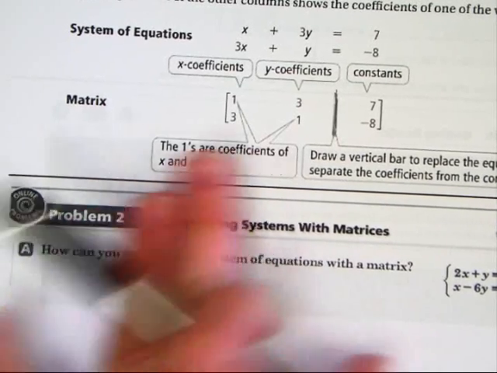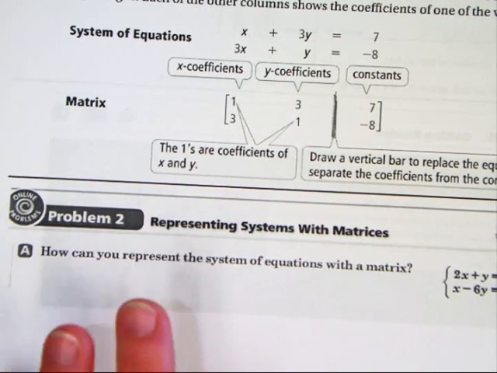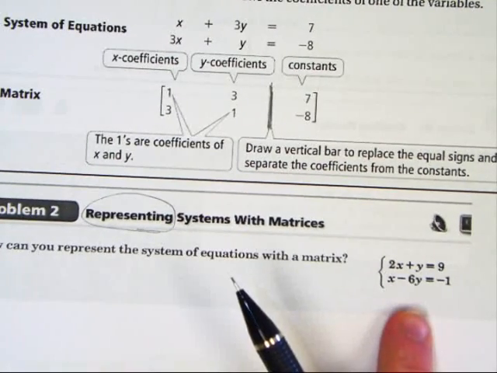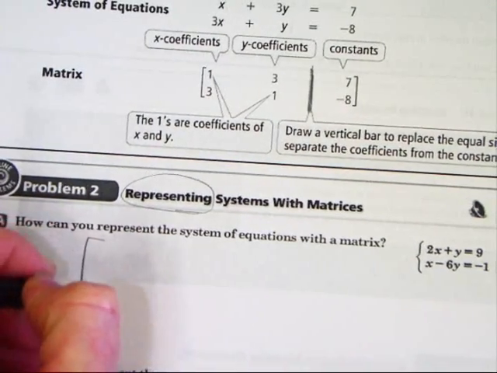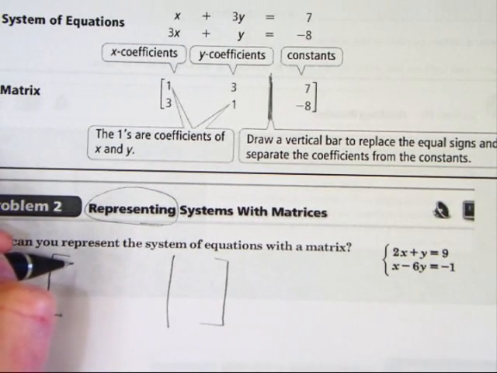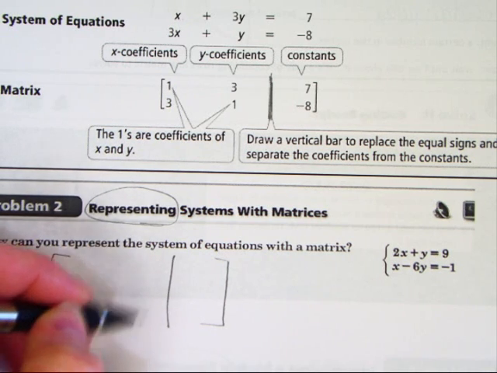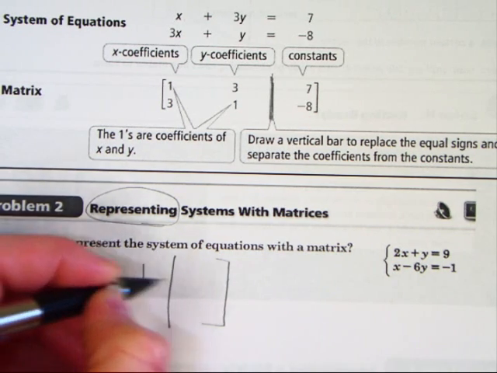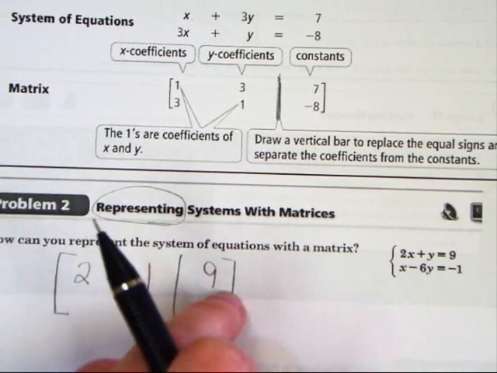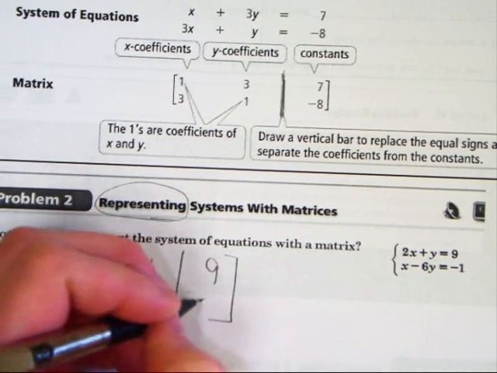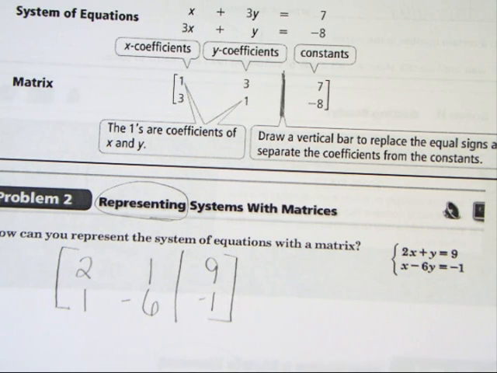In problem 2, that's all we're going to practice. We're not solving them yet, we're just practicing representing them. Alright, we are not solving yet, we will get to that. So how can you represent this system of equations in a matrix? Draw your box, draw the great equal sign. The coefficient of x's go in the first column, coefficient of y's go in the second column, what they equal go in the third column. So we write a 2, a 1, and a 9 from the first equation, and a 1, a -6, be careful with your negatives, and a -1 in the second row, and that's it.